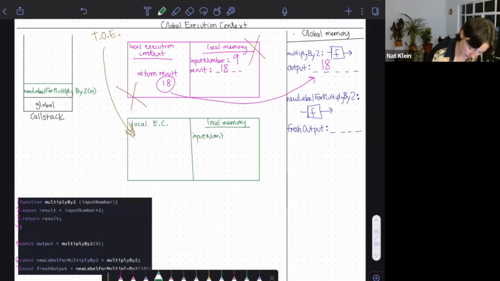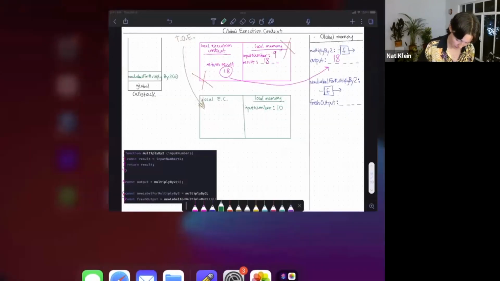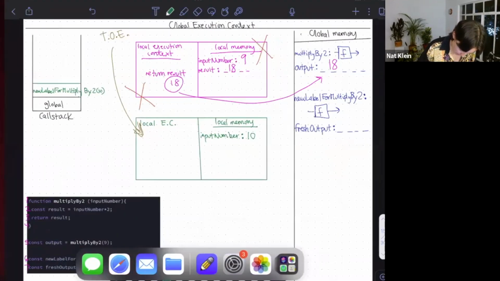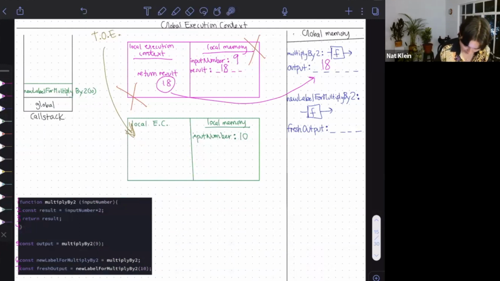So what you'll notice here is that even though we now on the call stack have a new label for multiply by 2, whereas before it was just multiply by 2, we're looking at the same function definition. Again, it's two labels pointing to the same function definition. So once again, the label of this data we're passing into our function is input number, and the value here is going to be 10. So y'all can see down here, new label for multiply by 2, passing in 10. All right, great.